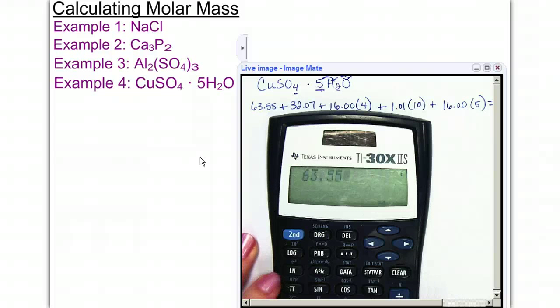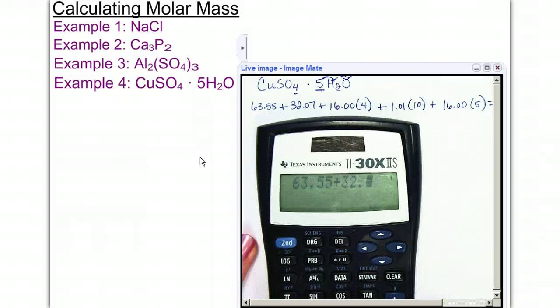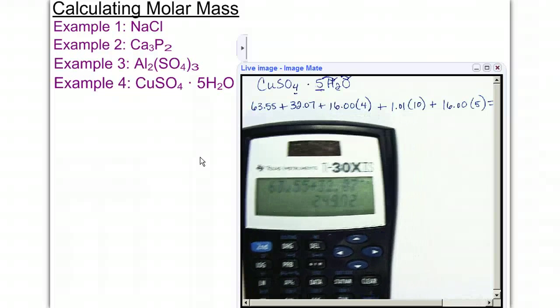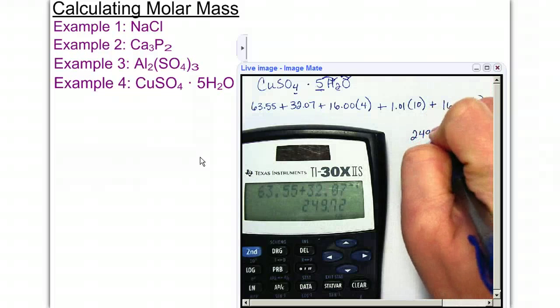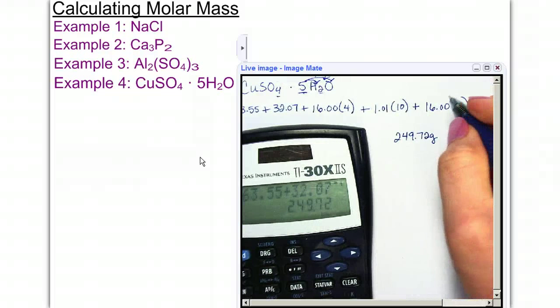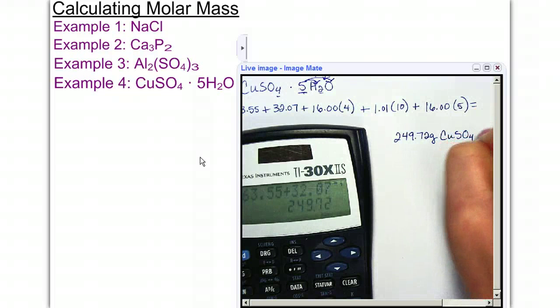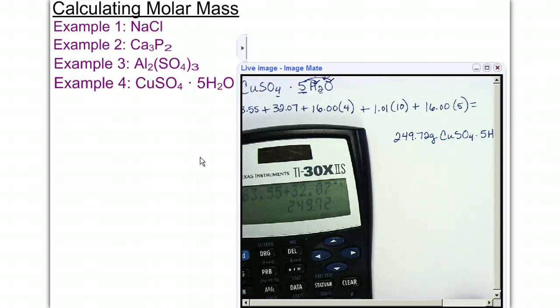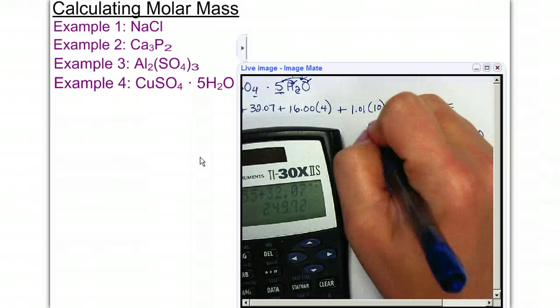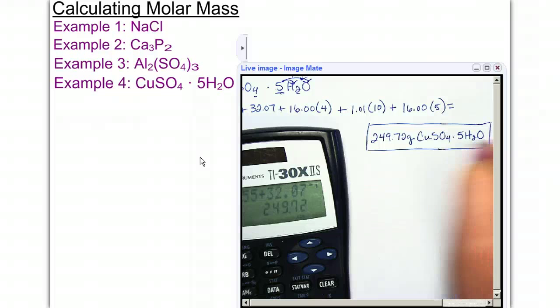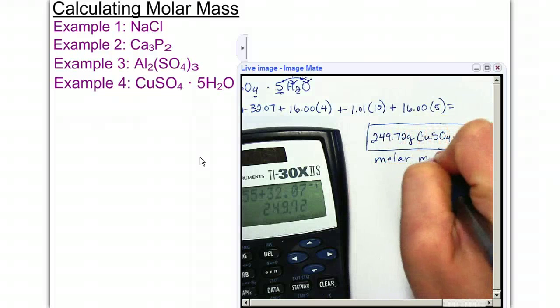We get 63.55 plus 32.07 plus 16.00 times 4 plus 1.01 times 10 plus 16.00 times 5. And I get a final answer of 249.72 grams of copper 2 sulfate pentahydrate. And you should know that what you calculated was the molar mass of this compound.